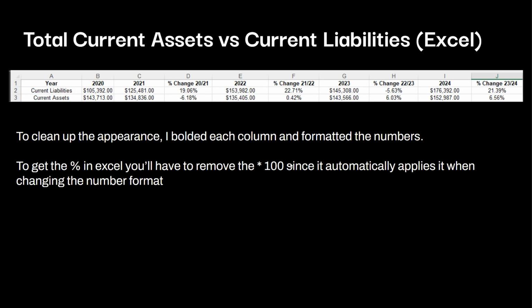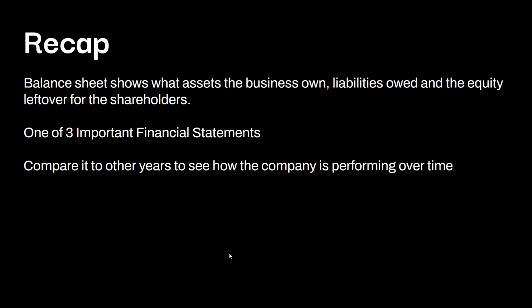So I just cleaned up the appearance. I bolded each column and formatted the numbers, so I just made these dollar amounts, made these percentages over here. And also to mention, to get the percentage in Excel, you have to remove the times 100 since it automatically applies it when you change the number formatting. So up to you what you want to do. If you don't want to have these percentages, what I showed you a little bit earlier works. If you do want to have the percentages, just remove the times 100 and change this formatting to percent.